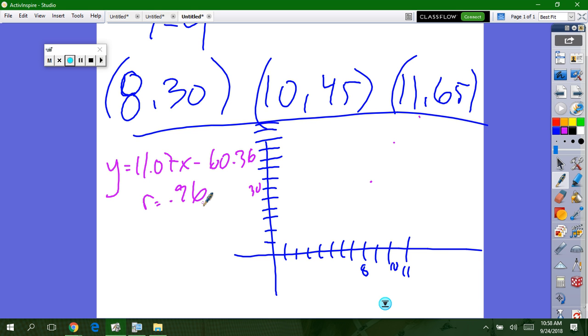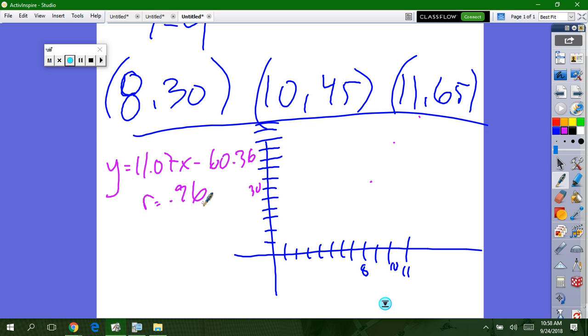Is everybody there with me? Okay. So that's what that 0.96 represents. How close to being perfect is it? The closer it is to 1, the better. The closer it gets to 0, it's not very good at all. Does that make sense to everybody?